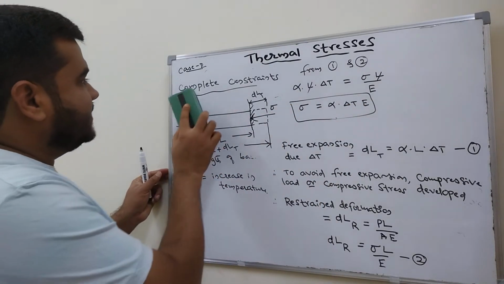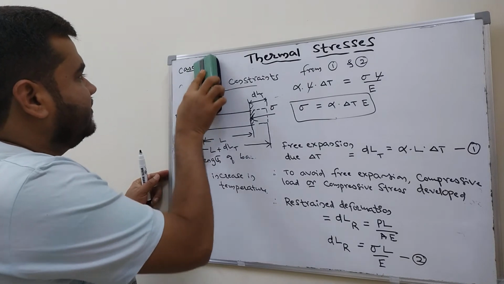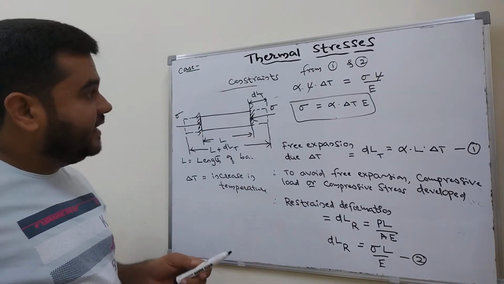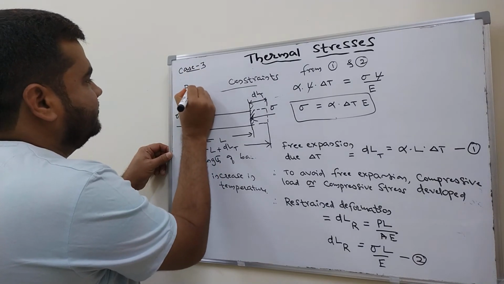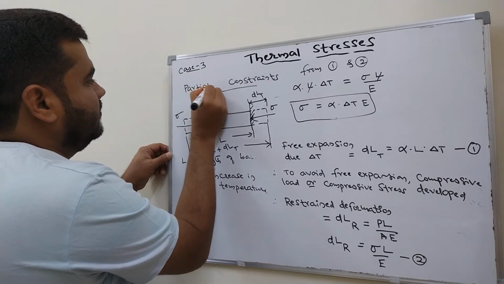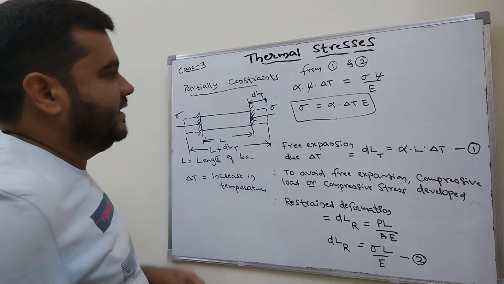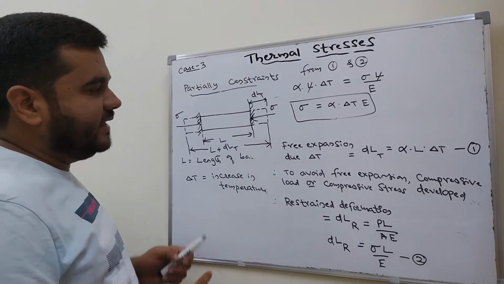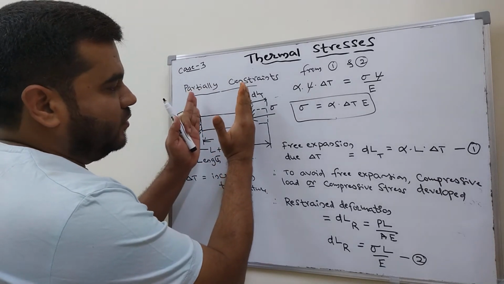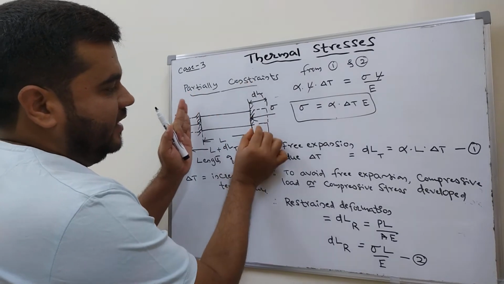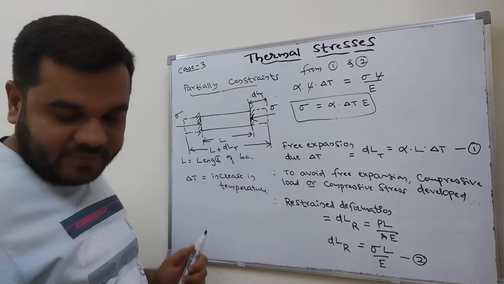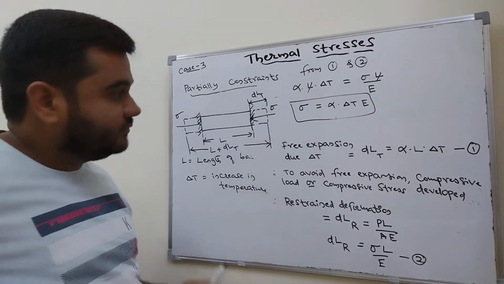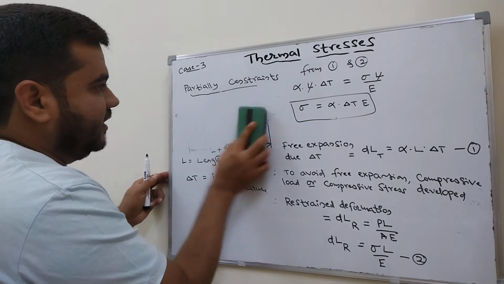Now in the third case, case 3, we will write partially constrained. What do you mean by partially constrained? Whatever supports you are applying will be at a clearance of a certain distance here.